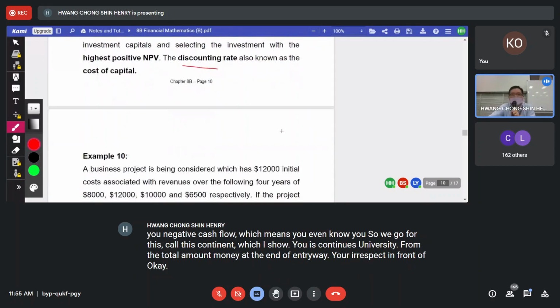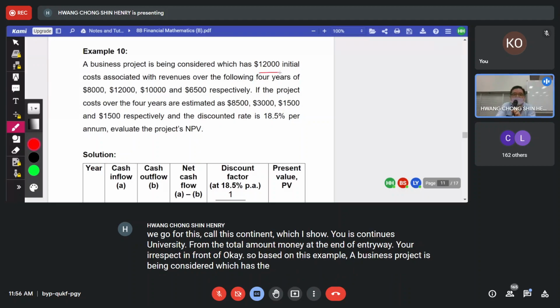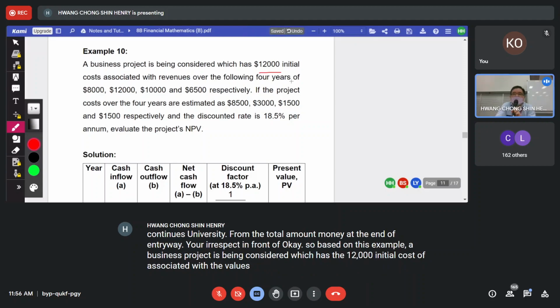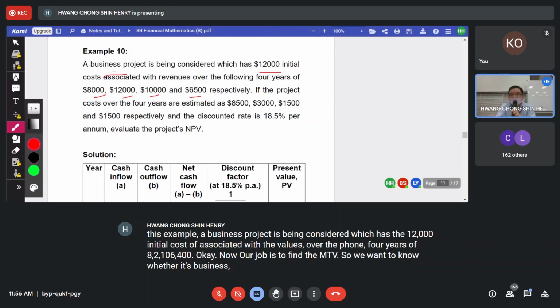Okay, so based on this example, a business project is being considered which has a 12,000 initial cost associated with revenues over the following 4 years of 8,000, 12,000, 10,000, and 6,500. Okay, now our job is to find the NPV. So we want to know whether this business project is good or not, whether you want to invest or not.